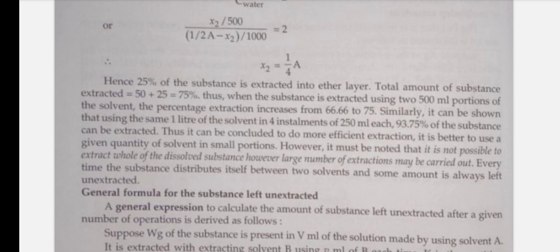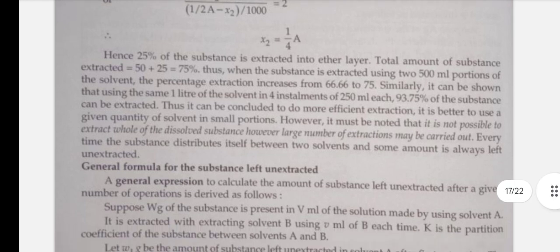to 75. Similarly, it can be shown that using the same 1 liter of solvent in 4 installments of 250 ml each, 93.75% of the solution can be extracted. Thus, it can be concluded that to do a more efficient extraction, it is better to use a given quantity of solvent in small portions.